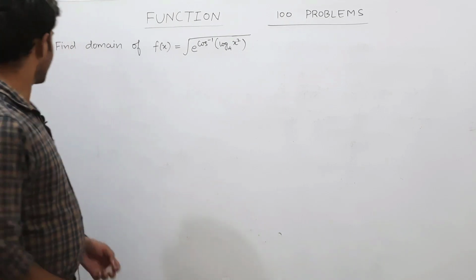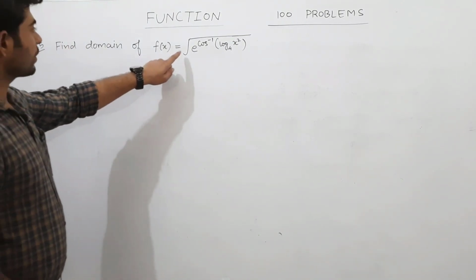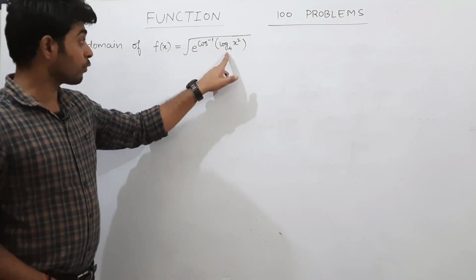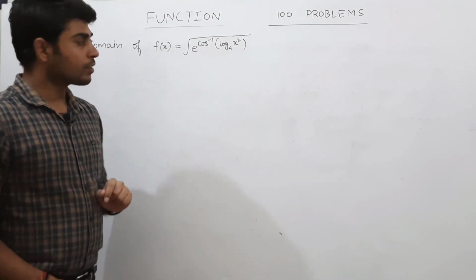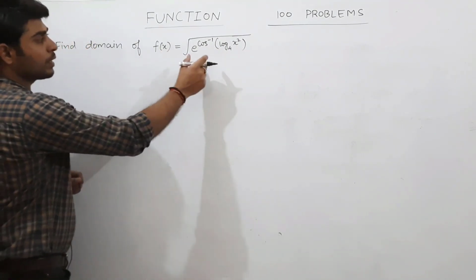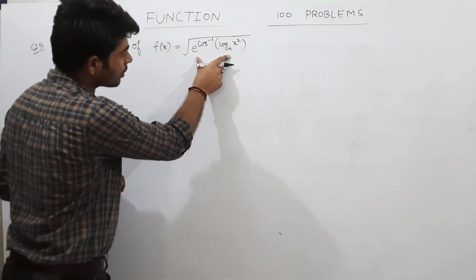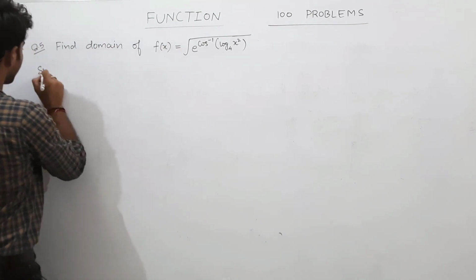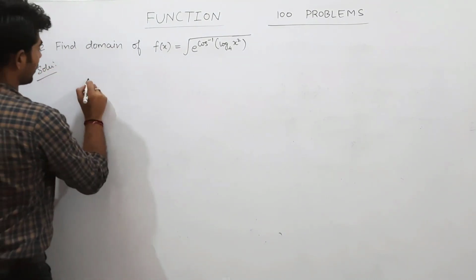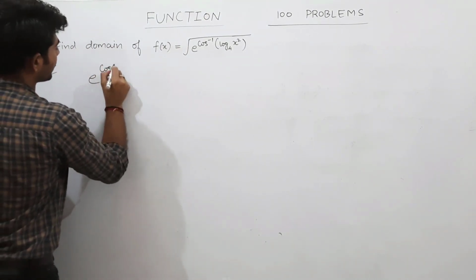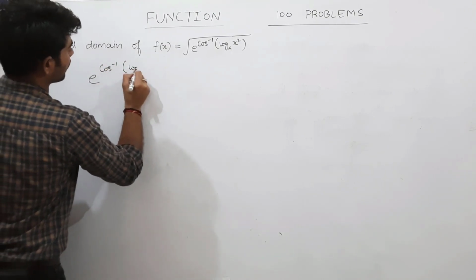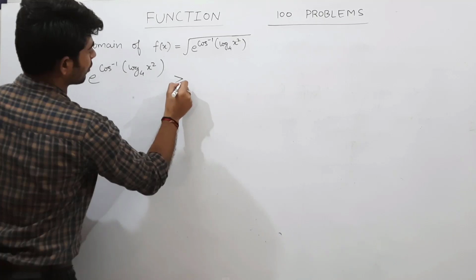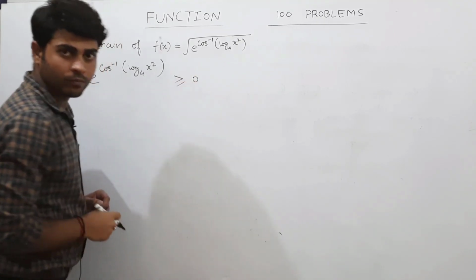Question number 5 is find the domain of f of x is equal to root over e to the power cos inverse of log base 4 x square. Again, here this function will be defined when the quantity inside the root is greater than or equal to 0. So we will write down e to the power cos inverse log base 4 x square should be greater than or equal to 0.